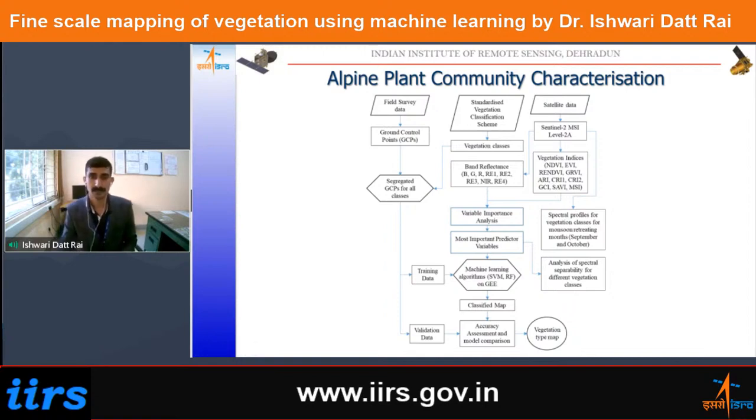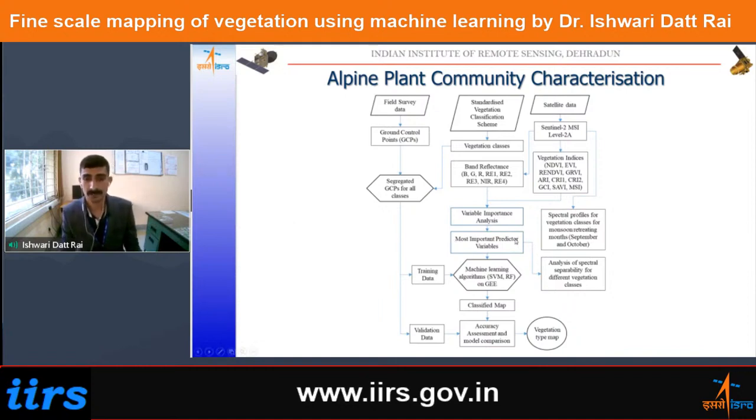Apart from the ground data, the standard vegetation classification scheme was generated. So different vegetation classes were identified based on the remote sensing data as well as the earlier studies on the classification of vegetation. So those studies were taken into consideration, and a proper vegetation classification scheme was developed. And we use the Sentinel-2 data that is freely available, and the reflectance as well as the different vegetation indices. So here you can see the number of indices generated from these Sentinel-2 data that are used in the classification, and the variable importance analysis, as I showed earlier, was performed in the random forest.